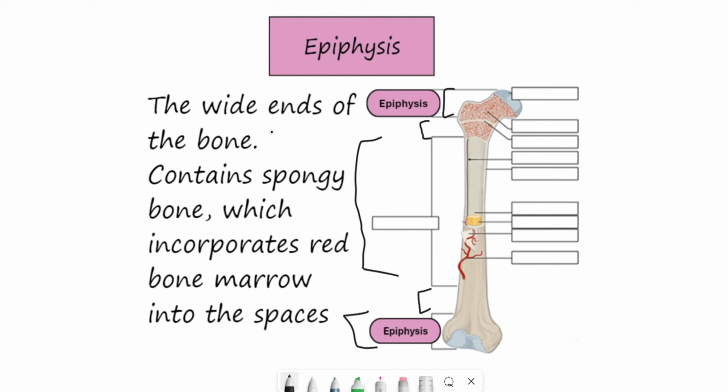So your epiphysis is essentially the wide ends of the bone. They typically contain spongy bone, which incorporates red bone marrow into the spaces. If you remember correctly, red bone marrow is where hematopoiesis occurs, which was the production of blood cells that includes red blood cells, white blood cells, and platelets. The epiphysis is found at both the proximal and distal ends of the bones. So you have your distal epiphysis here, your proximal epiphysis there.